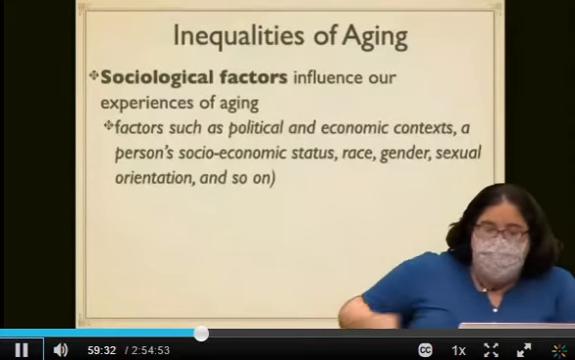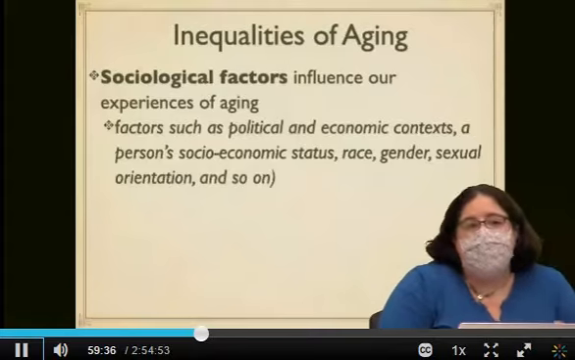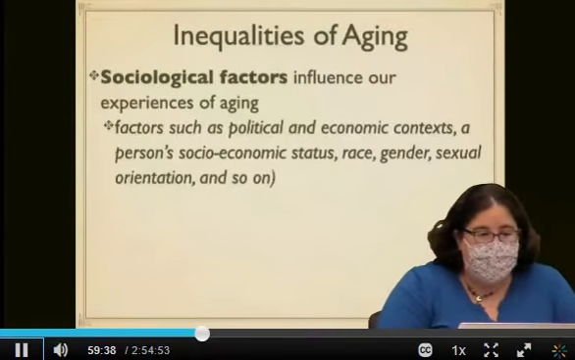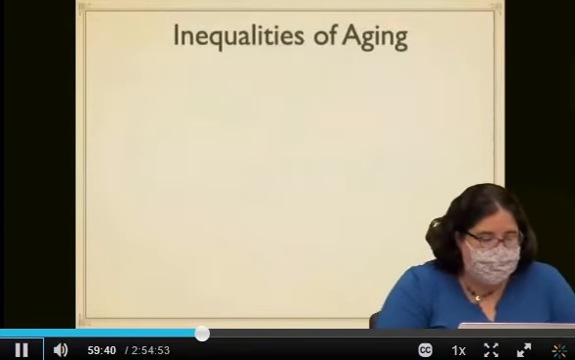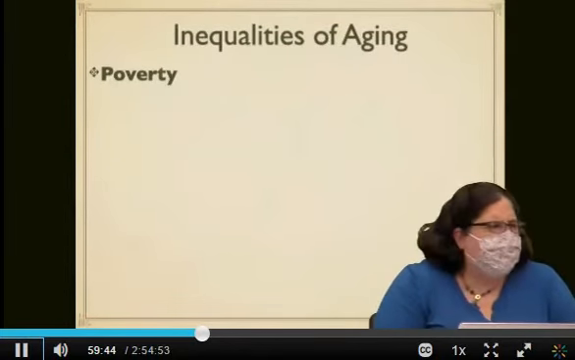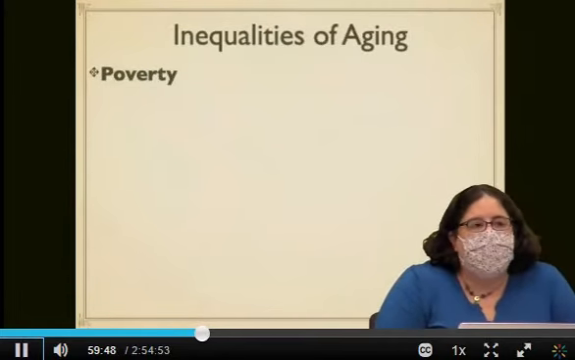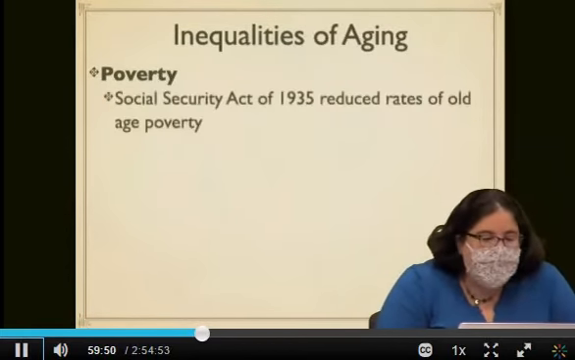So what I'd like to do is point out some of these social problems that we've talked about already this semester and how they are uniquely affecting the aging population. For example, we talked about poverty during like week 2 or something in this class, right? But specifically how poverty relates to aging.